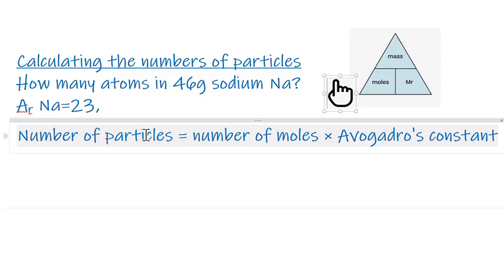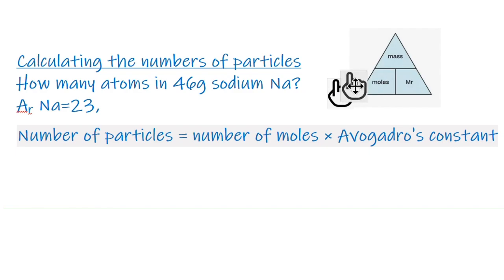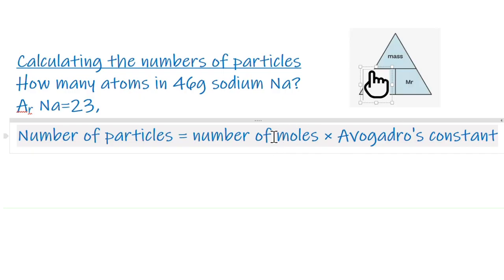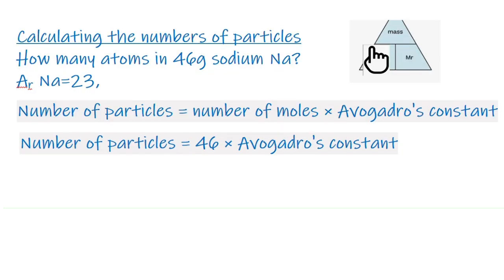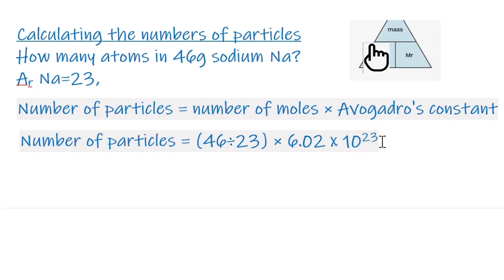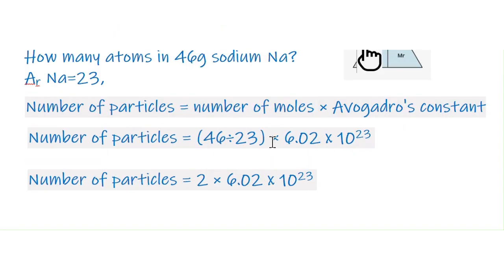We've been given the AR for sodium as 23. So we use our good old friend Mr. Moles with a mass on his head, because we need to work out the number of moles in 46 grams of sodium. So the formula becomes the number of particles equals 46 divided by 23 times the Avogadro constant. We follow that through, we end up with 2 times 6.02 times 10 to the 23.